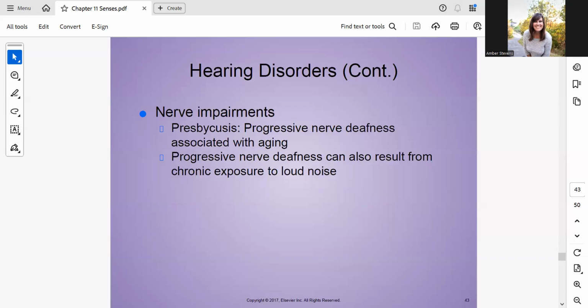You have progressive nerve deafness from chronic loud noise exposure. Examples would be a construction worker who develops hearing loss after years of operating heavy machinery without ear protection, where those loud noises damage the sensory cells in the cochlea, or musicians who experience difficulty hearing certain tones after prolonged exposure to amplified music during live performances.